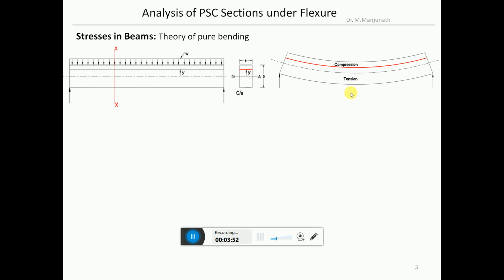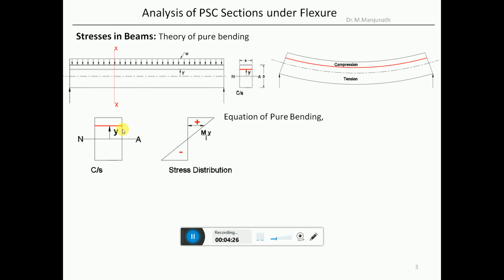And now it is required to find out the stresses at a particular section, and in a particular fiber. So the fiber shown here on the cross section is at a distance y from the neutral layer or neutral axis, and the stress distribution according to the assumptions is shown here, and the stress in this particular fiber can be obtained using the equation of pure bending.